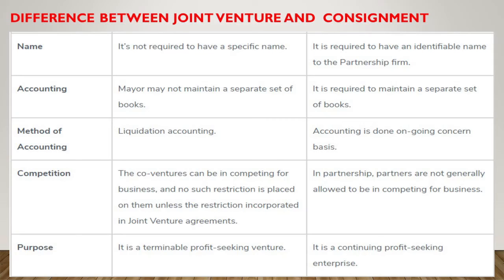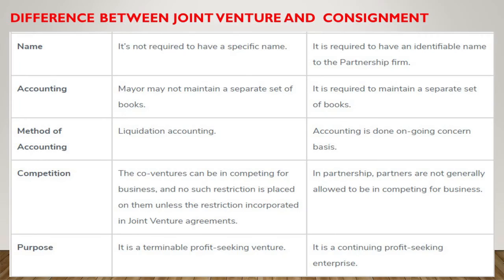Method of accounting: liquidation accounting. Partnership accounting is done on a going concern basis. Liquidation accounting means once the term is completed and the venture is completed, all the assets and liabilities are liquidated and they will close the business. That's why it is called liquidation accounting. But in partnership accounting there is an opening stock and closing stock, and an opening balance and closing balance of bank, because it is running on the going concern concept.